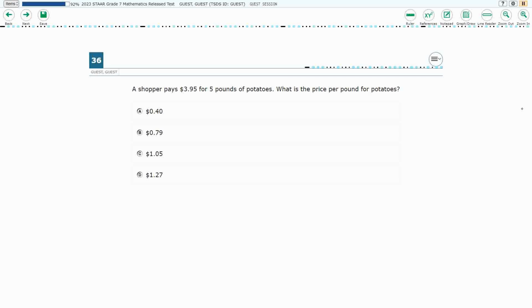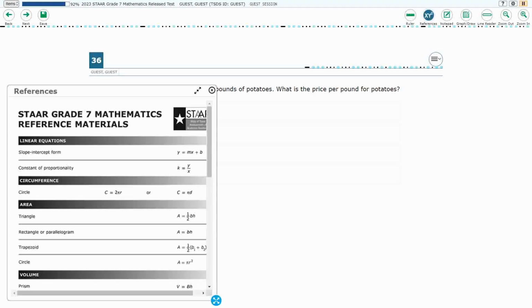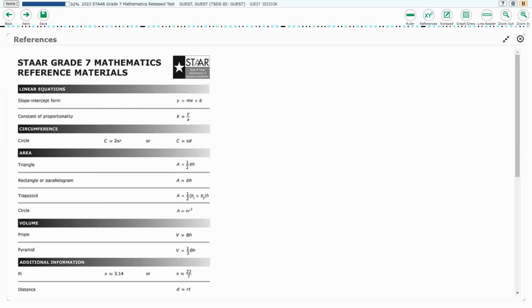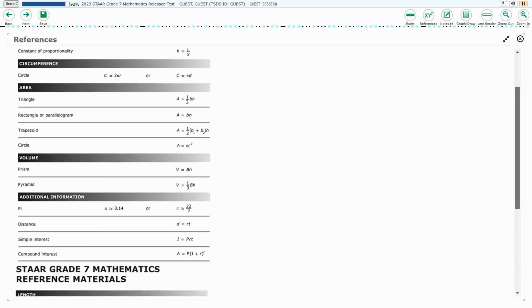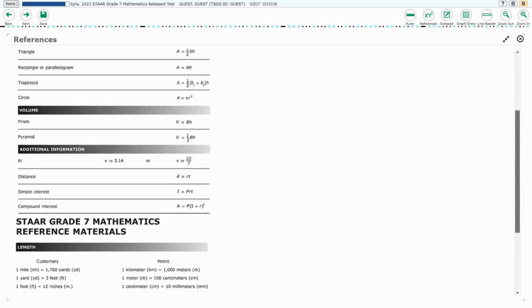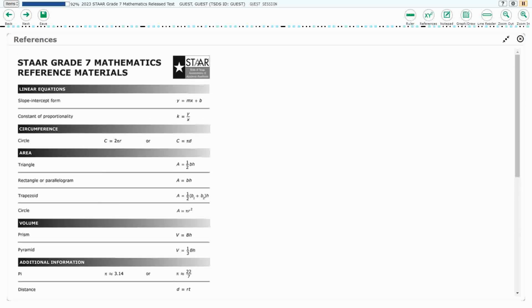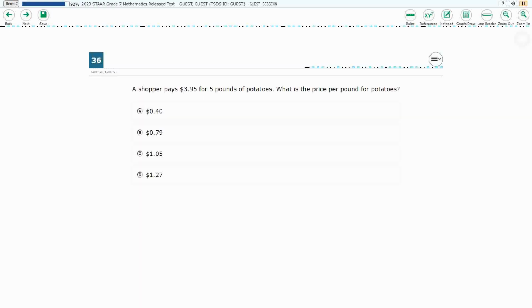So it looks like we have a pretty simple problem here. A shopper pays $3.95 for 5 pounds of potatoes. What is the price per pound for potatoes? Well, if we are a little bit confused as to what to do, there's not going to be really anything that we could use on our reference material. Possibly we could see, this might be a constant of proportionality problem. There's nothing in the problem itself that really gives you that hint.